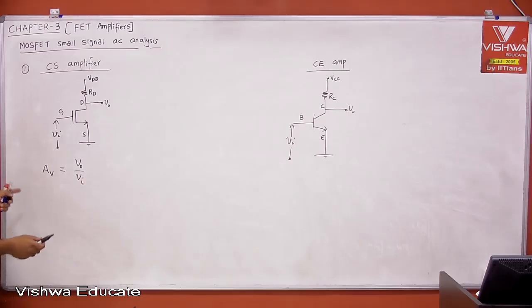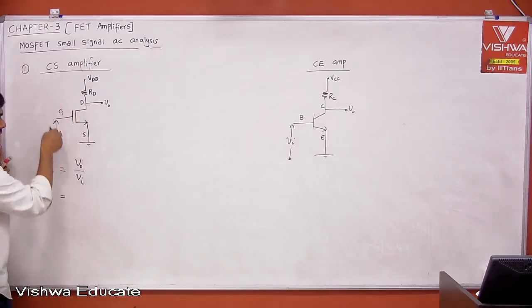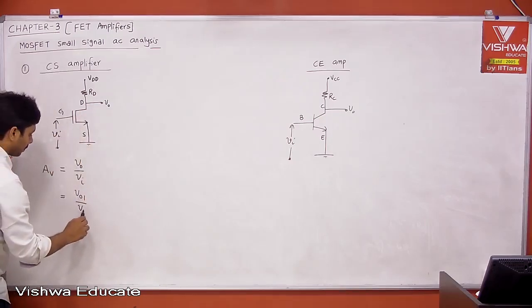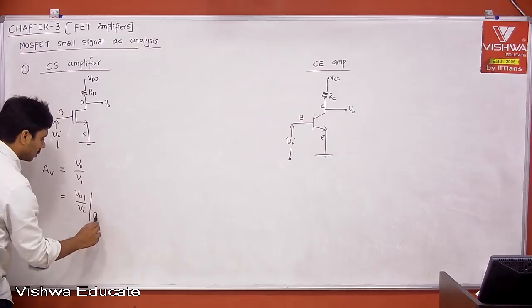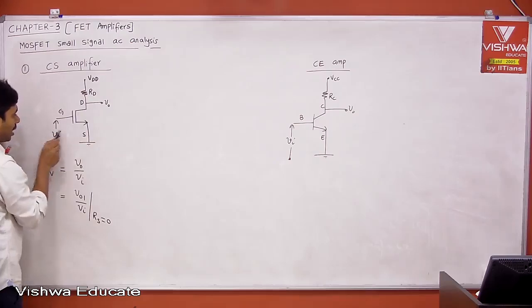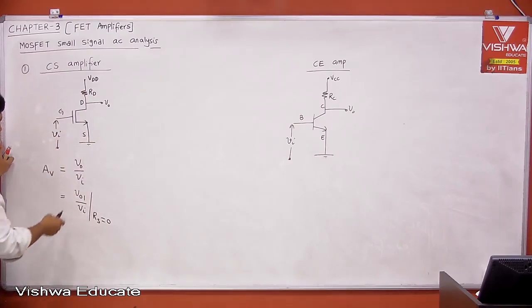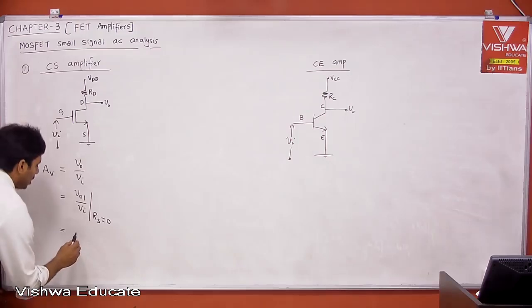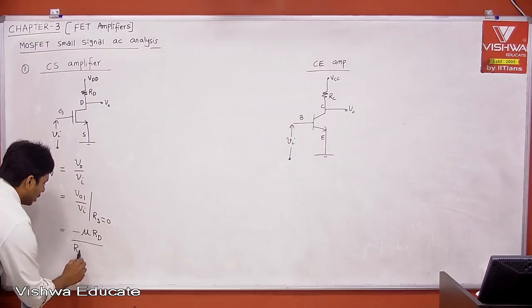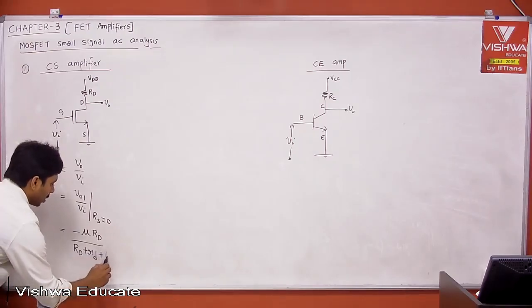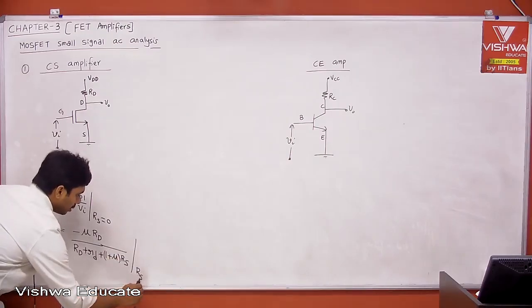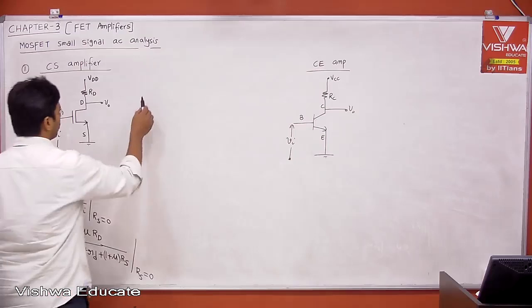Okay. Let's see. Therefore, what is V0 by VI? We already calculated this. If you see the generic circuit what I gave before, that is nothing but V01 divided by Vi when RS is equal to 0. Therefore, when you short, RS is equal to 0, define your output here, that is V01 divided by Vi when RS is equal to 0, which we already calculated, right? Then substitute what you get. What is V01 by Vi? That is nothing but minus mu into RD divided by capital RD plus small rd plus 1 plus mu into RS.